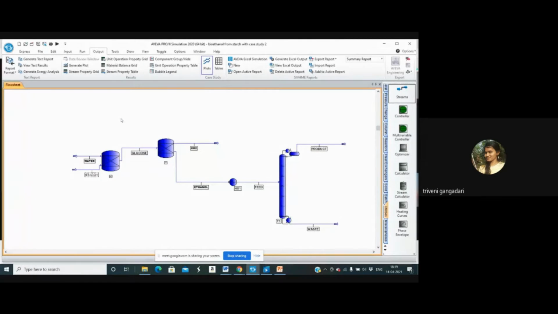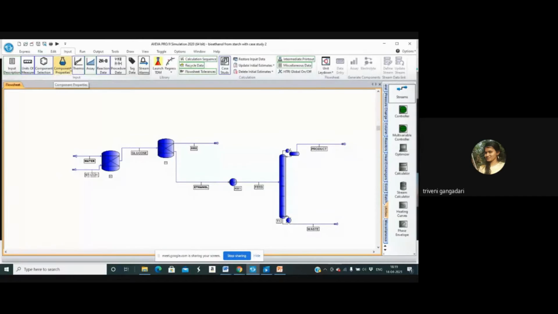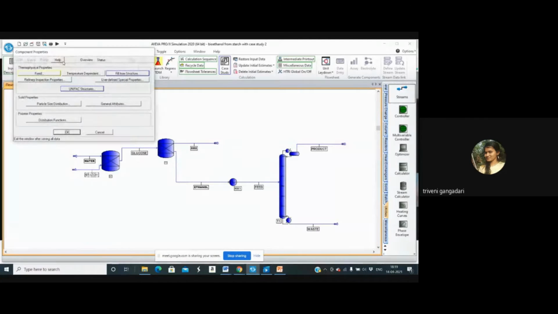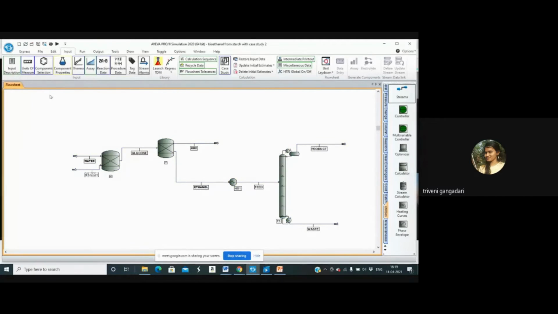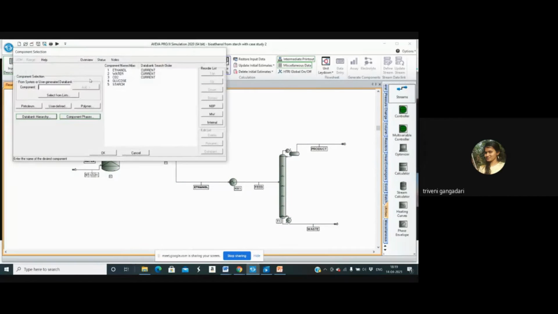And the first step in building any flow sheet is selection of components. To select the components, we have to go to the component properties that is available in the input menu and click on that. Component selection. Yeah, here we add all the components.